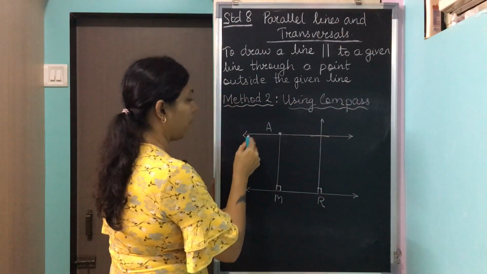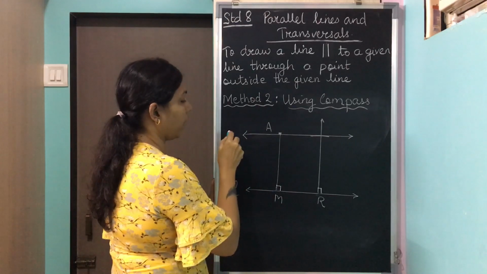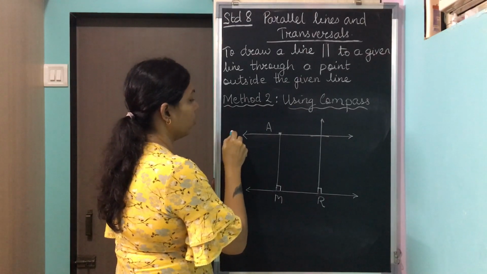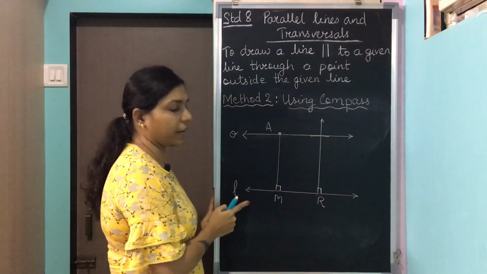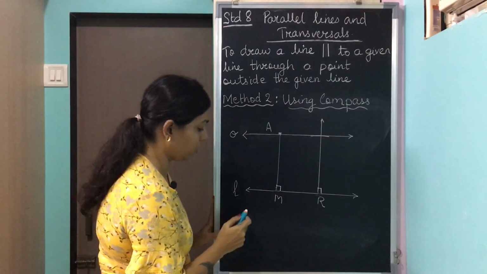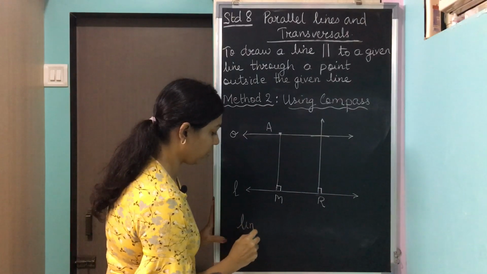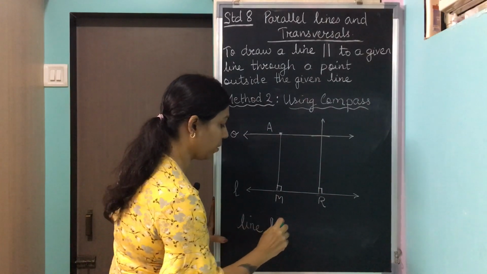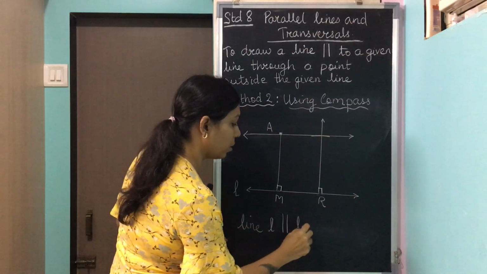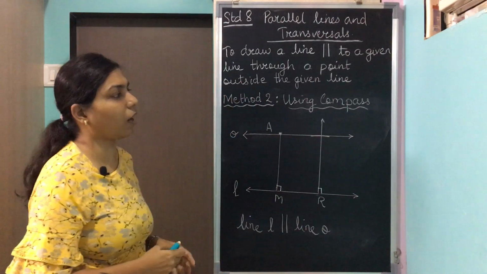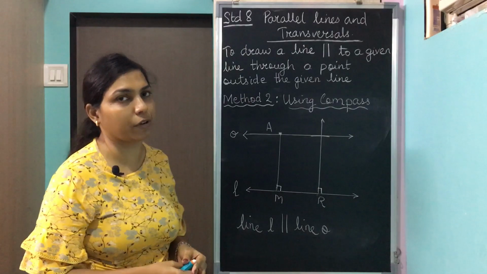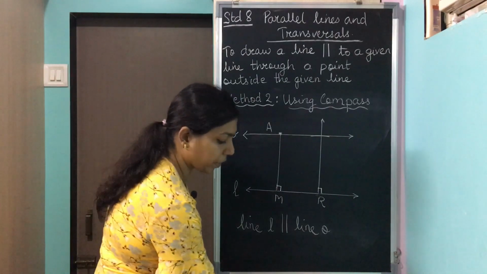So now you have got your new line. Let's give the name as line O. Your line O is now parallel to your line L. So we write it down. Line L is parallel to line O. Okay, so this is how your construction is done with the help of a compass. So please copy it down, dear students.